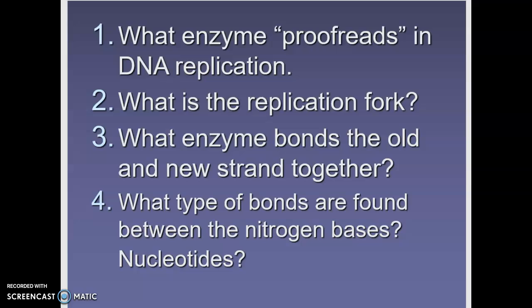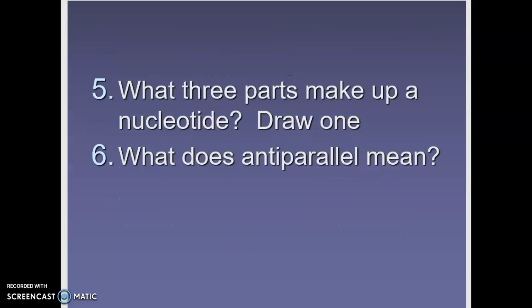Number 5. What 3 parts make up a nucleotide? Phosphate, sugar, base. Hopefully you're able to draw a nice picture. We've done this several times last week. Phosphate, sugar, and a base.